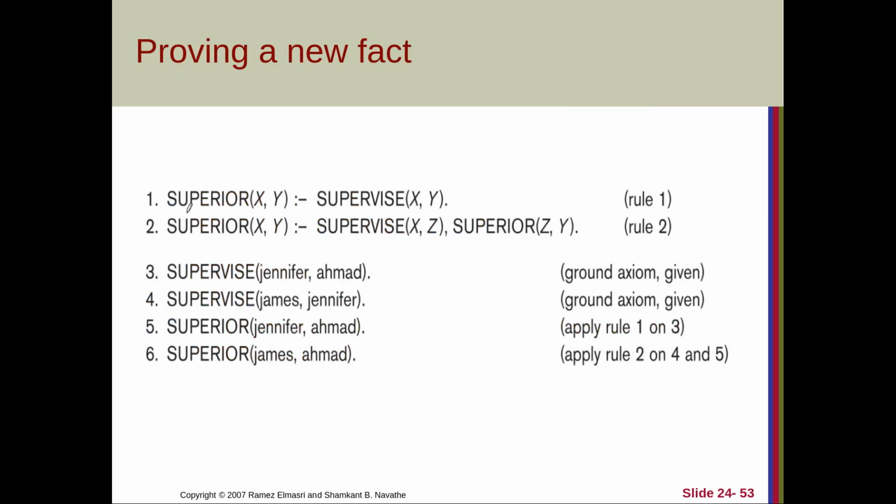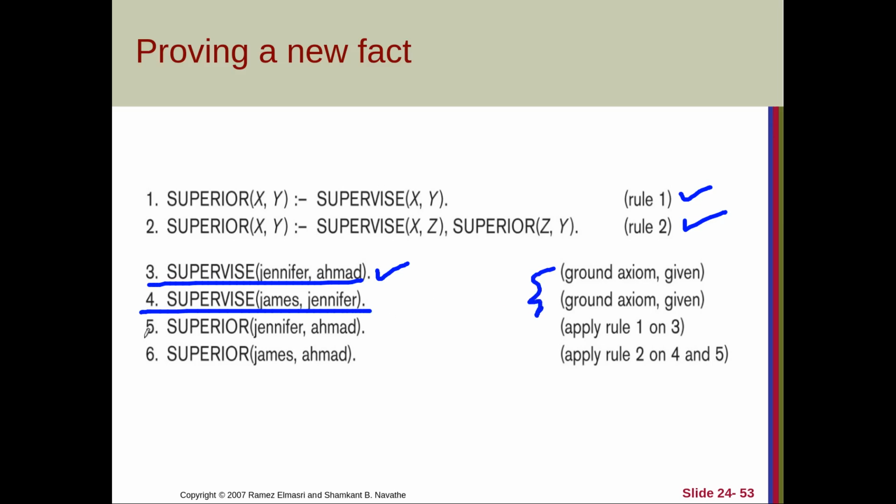Now, the rules available are: X is superior of Y if and only if X supervises Y. X is superior of Y if and only if X supervises Z and Z is superior of Y. This is rule number 1, this is rule number 2, and these are ground axioms, basic with constants. Jennifer supervises Ahmad. James supervises Jennifer. These two are ground axioms.